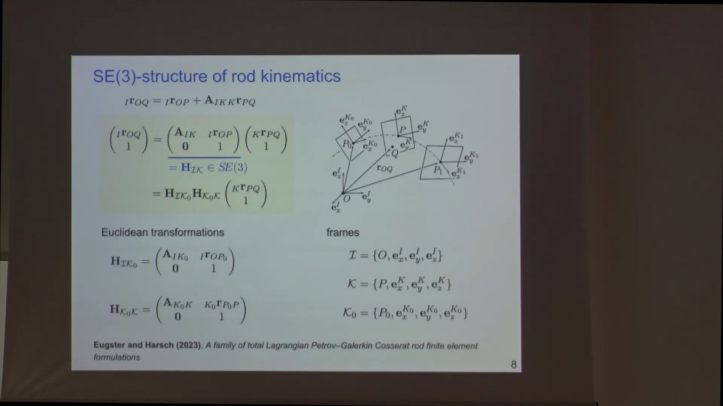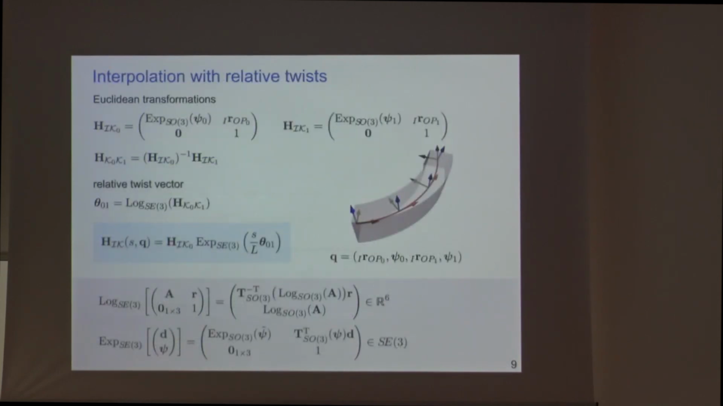And one can show that this has nice group structures, so we can easily introduce also another intermediate frame, K0, and then can just concatenate the entire thing. So you do the same thing that you know from rotations or orthogonal transformations, where you have the multiplicative decomposition. You do it also for SE3. And that's what we're going to use for the interpolation.